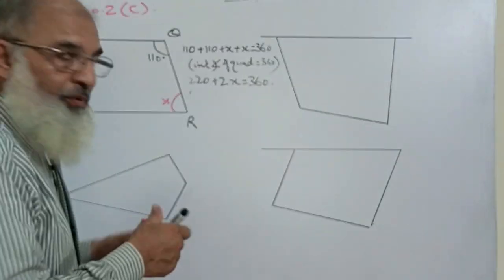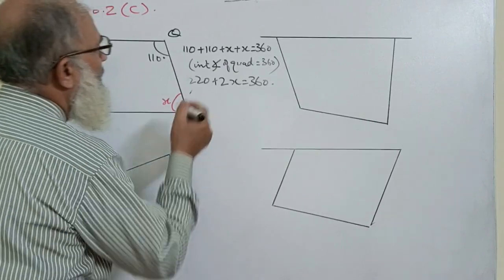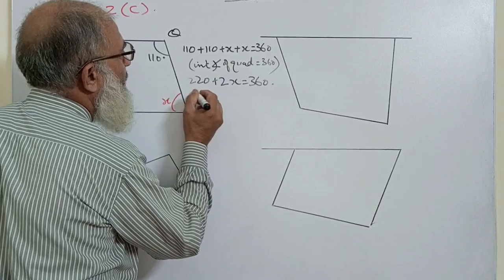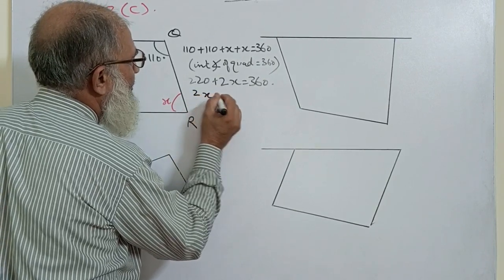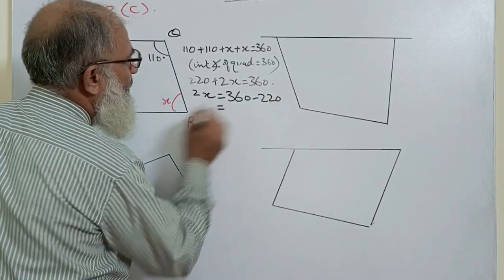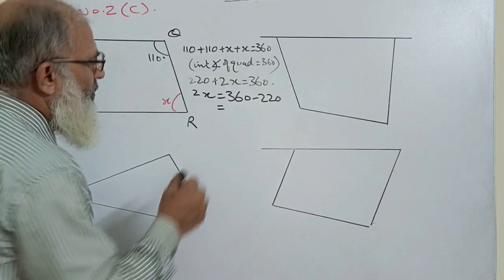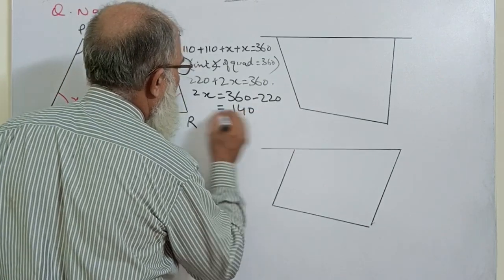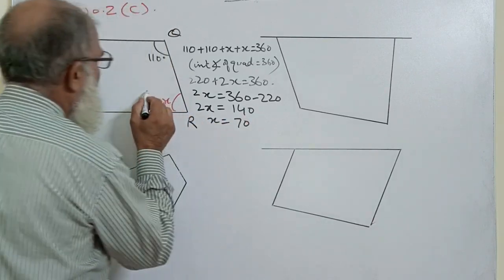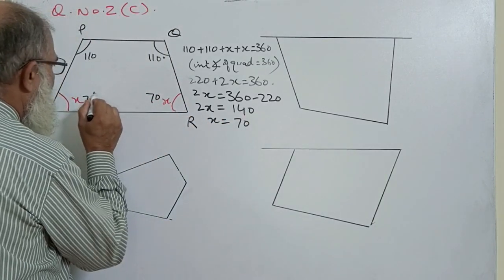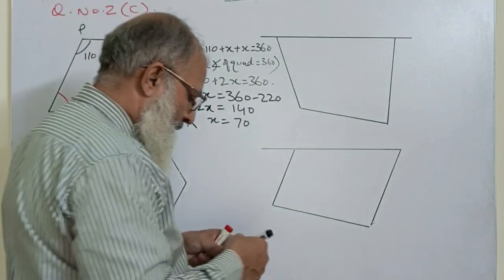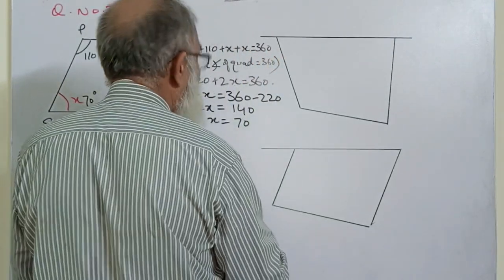Now it is very easy to find x from here, simple algebra. So 2x is equal to 360 minus 220, that will be equal to 140. And so x is equal to 70 degree. Now this is 70 degree and this is 70 degree. Okay, this is solved.